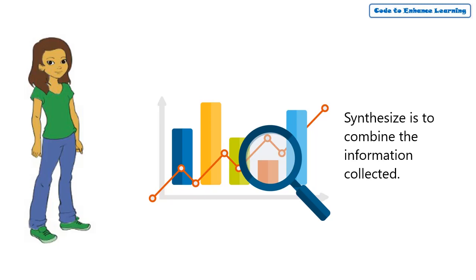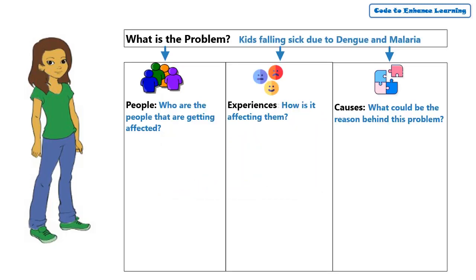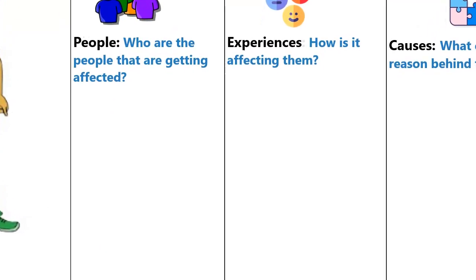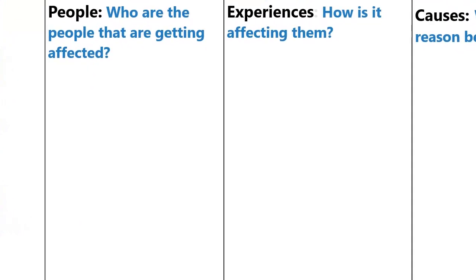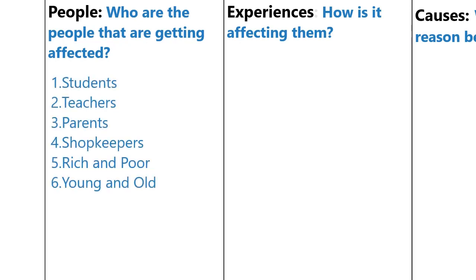If you have collected the data, then you would be able to engage with the video better. I have my data ready and I shall update my graphic organizer now. Who are the people that are getting affected? They are students, teachers, parents, shopkeepers, rich and poor, young and old. Adults and kids both fall sick. However, currently I'm more concerned about my schoolmates, so I'm going to focus on them.